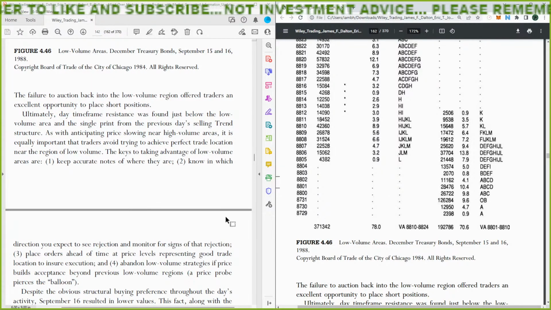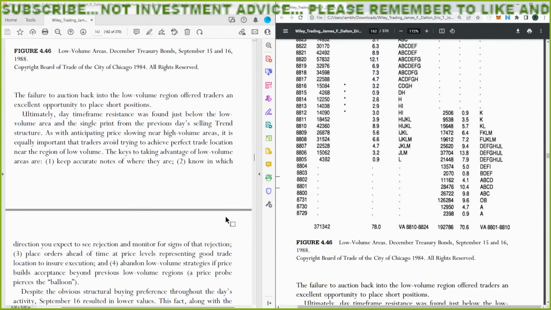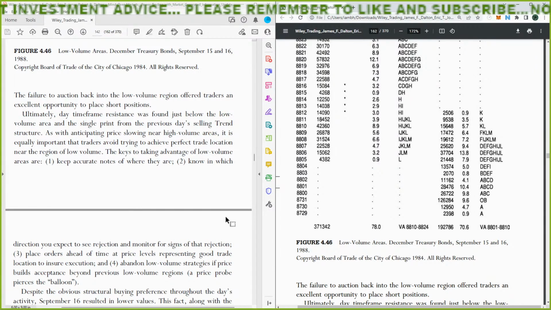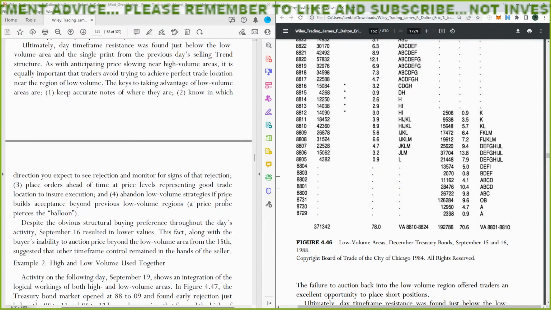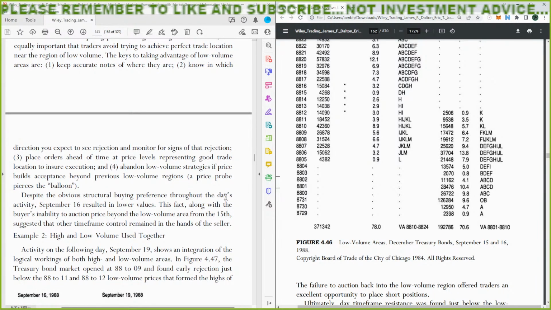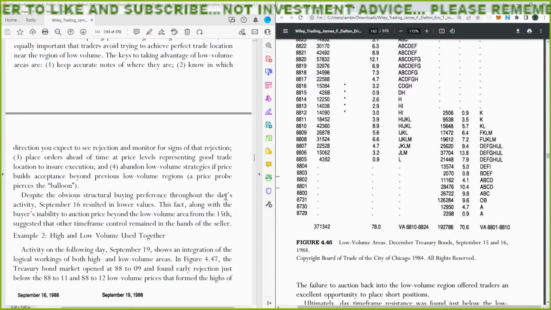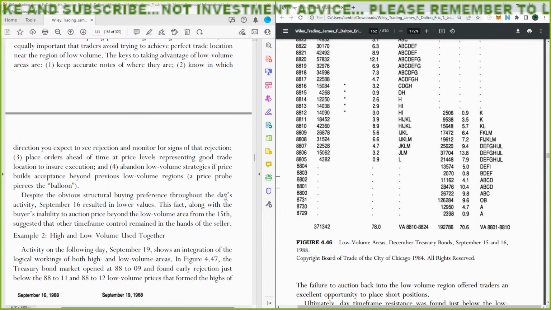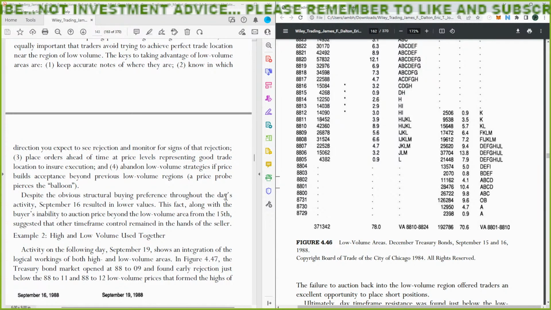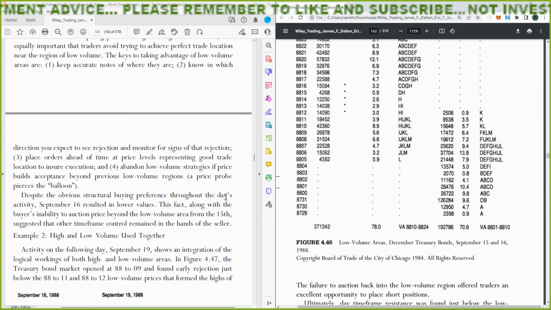As with anticipating price slowing near high volume areas, it is equally important that traders avoid trading to achieve perfect trade location near the region of low volume. The keys to taking advantage of low volume areas are: 1. Keep accurate notes of where they are. 2. Know in which direction you expect to see rejection and monitor for signs of that rejection. 3. Place orders ahead of time at price levels representing good trade location and ensure execution. And 4. Abandon low volume strategies if price builds acceptance beyond previous low volume regions. A price probe pierces the balloon.